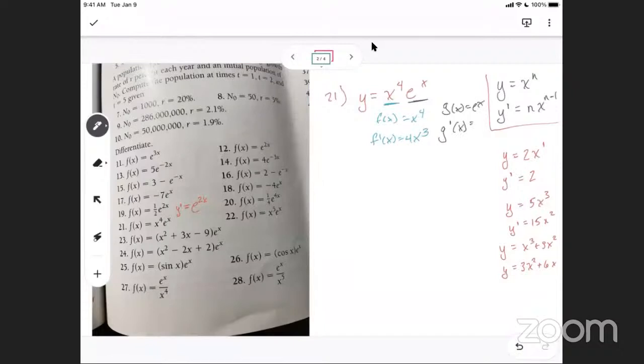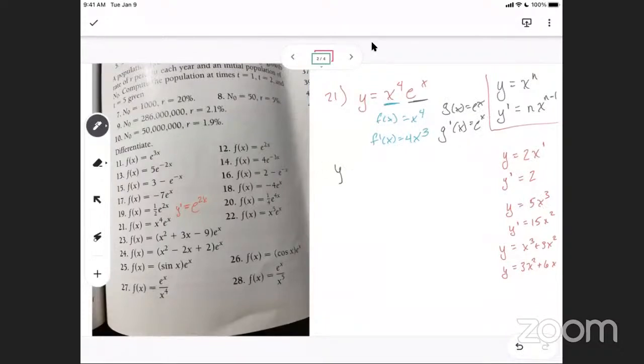So I have to put them all together. Do you remember, tell me what the derivative of e to the x is first? You remember what that is? Isn't it just e? You got it. It's e to the x. Good. So let's put them together.